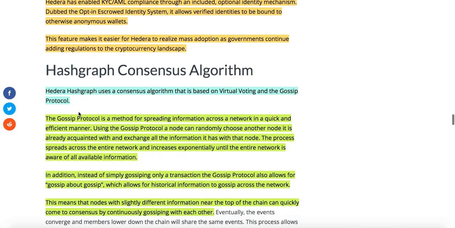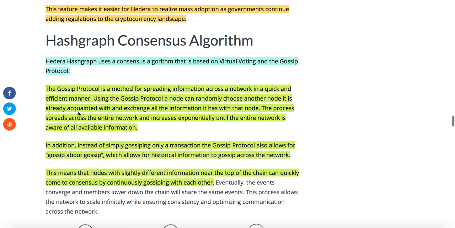So, Hedera consensus algorithm. Hedera Hashgraph uses a consensus algorithm that is based on virtual voting and the gossip protocol. The gossip protocol is a method for spreading information across the network in a quick and efficient manner. Using the gossip protocol, a node can randomly choose another node it is already acquainted with and exchange all information it has with the node. The process spreads across the entire network and increases exponentially until the entire network is aware of all available information.